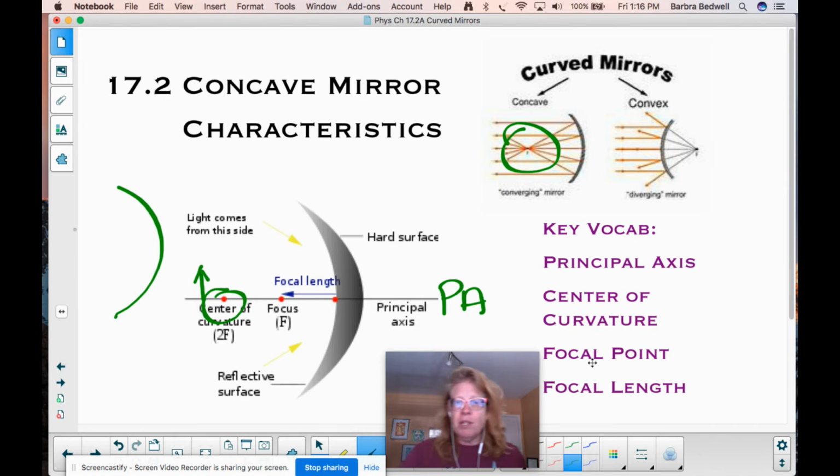The last thing I want to mention is focal point versus focal length. This spot right here is called the focal point. The distance between the focal point and the mirror is the focal length. That's all it is. A lot of times the focal point is abbreviated with a capital F and the focal length is abbreviated with a lowercase f. For the purposes of what we're doing right now, they're pretty much equivalent ideas. The focal point is a place in space. The focal length is how far away that space is from the surface of the mirror. So there you go, some key geometry of concave mirrors.